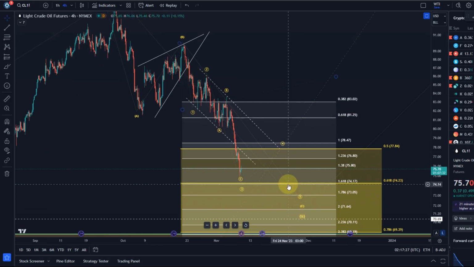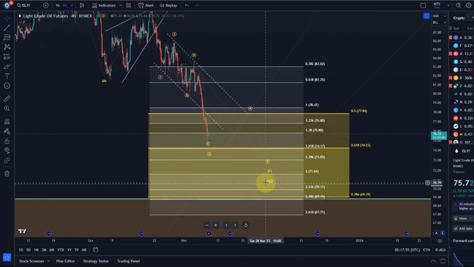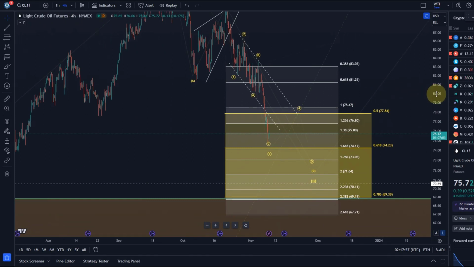And in this wave 2, we have a 1, a 2. And then this is an ABC structure because we're dealing with a diagonal, okay? And we should still get maybe another squiggle lower. And then we should get a wave 4 and a wave 5, and that would complete overall wave C of 2. Now, there is a more bearish scenario.